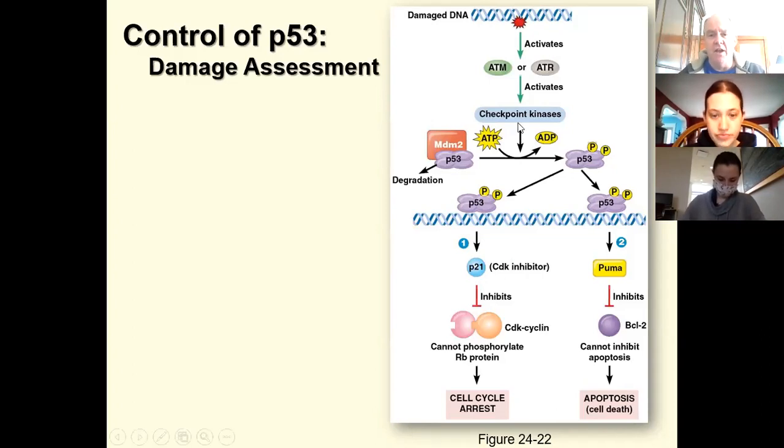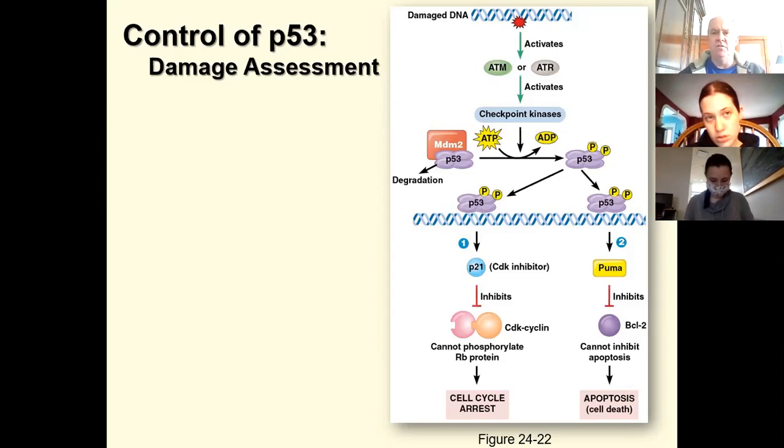All right, so just to go over that again, normally MDM2 is phosphorylating P53 and it is being broken down. When you've got DNA damage, you activate ATM or ATR or both. That activates checkpoint kinases, which phosphorylate and protect P53. If you've got a small amount of damage, you make P21, which blocks the cell cycle, and DNA repair enzymes. And that will repair the damage, and then you go back to normal. If you've got a lot of damage, you activate PUMA, which then just causes the cell to die. And again, it's better that the cell dies than it keeps dividing with damage. So it's kind of a protective mechanism.